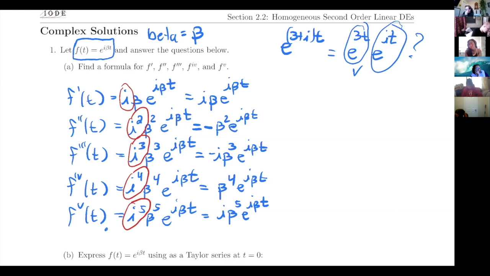And I think at this point, hopefully, you pick up on the pattern of what's happening with the derivative and how we get this cyclic behavior in powers of i, so that each of our terms is going to either be imaginary, i times something, or real, not have an i in it.